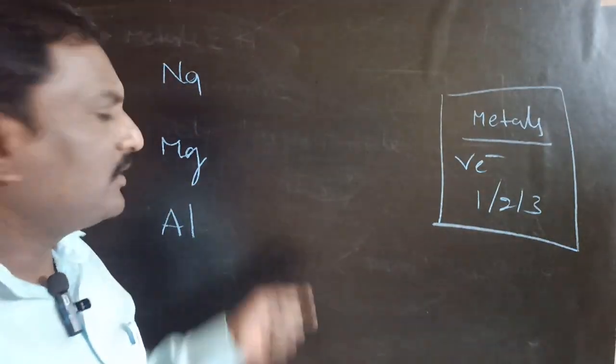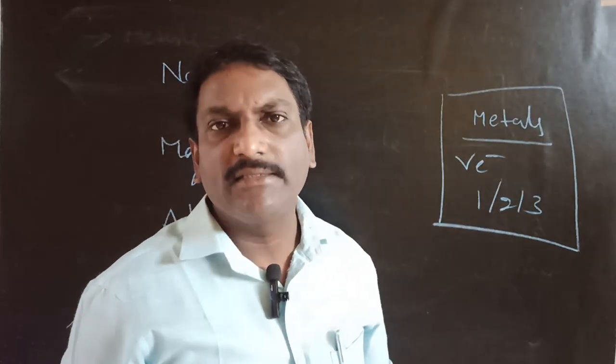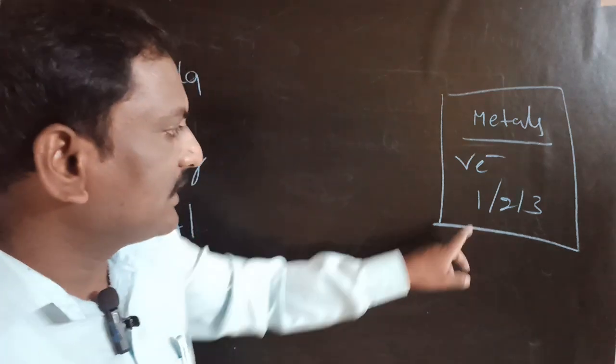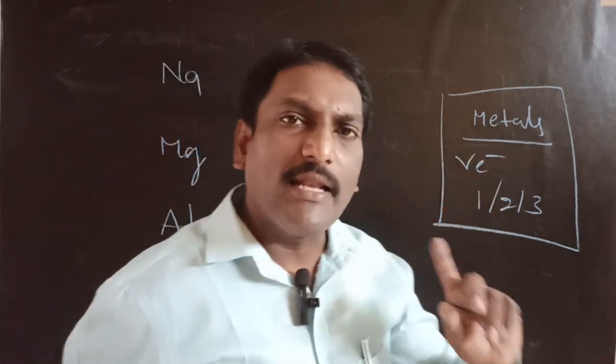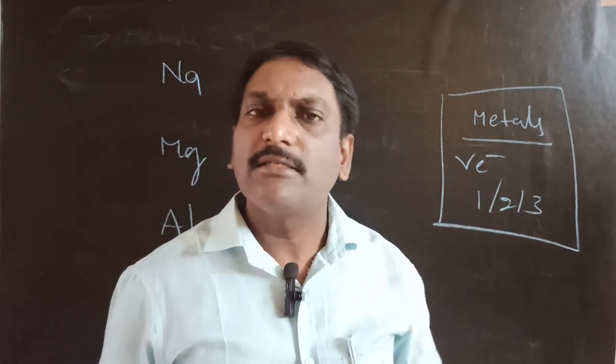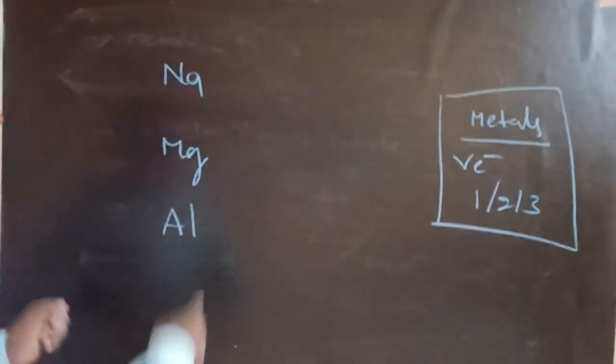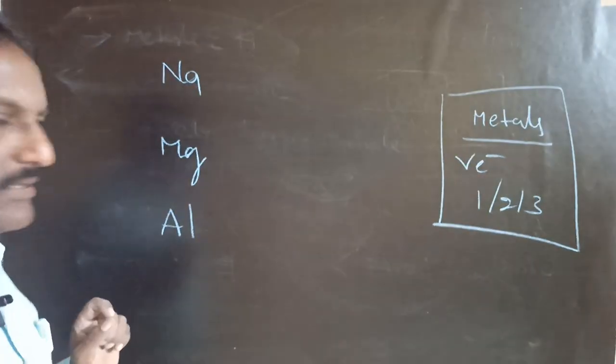How can you say that? In case of sodium, only one valence electron. Magnesium, 2 valence electrons. Aluminum, 3 valence electrons. If the element has valence electrons 1 or 2 or 3, these are generally considered as metals. Some exceptions are also there. So cations are always found by the metals.